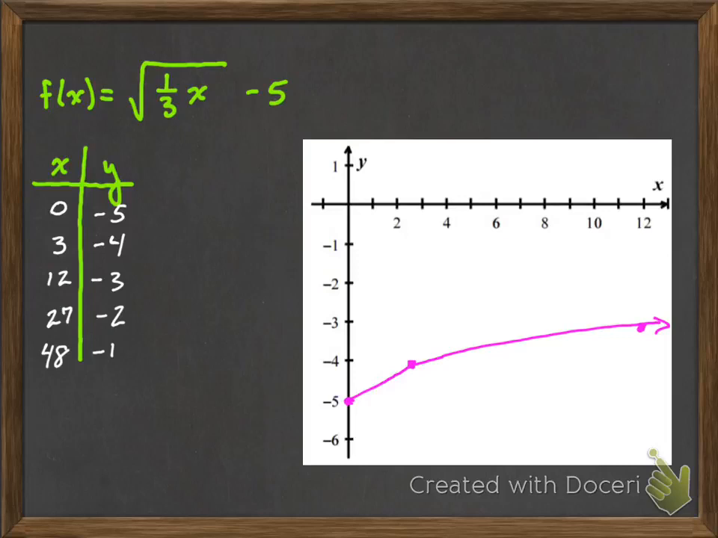Now, again, notice the only shift we have is down 5 units, and that is the location of the endpoint. The 1/3 does not affect where the endpoint is located. All it does is affect the curvature of your graph. It does not affect the location of the endpoint.